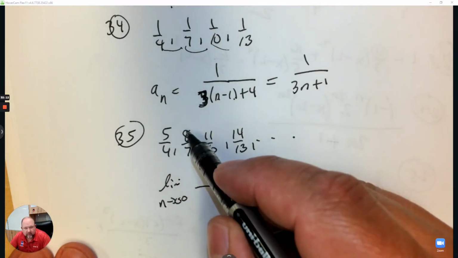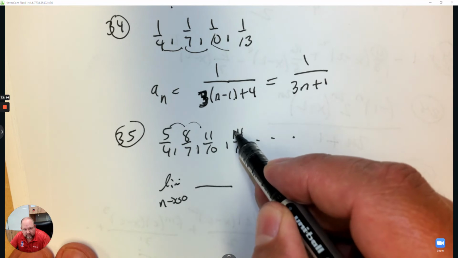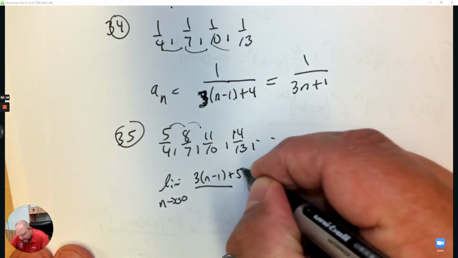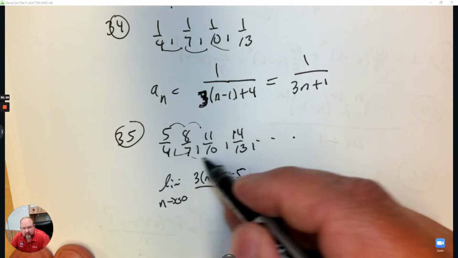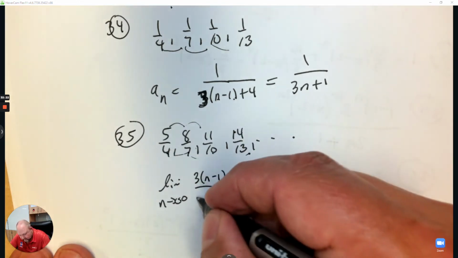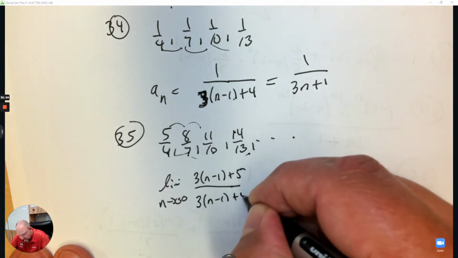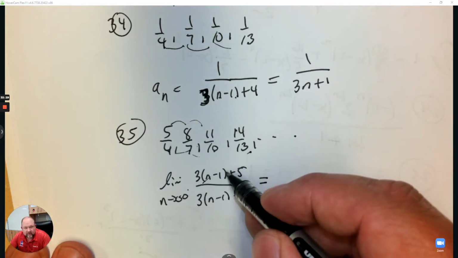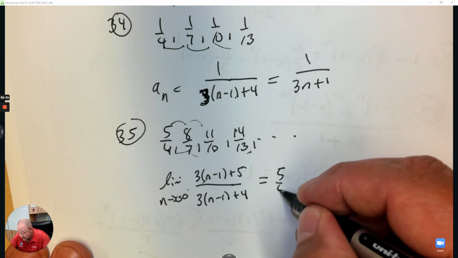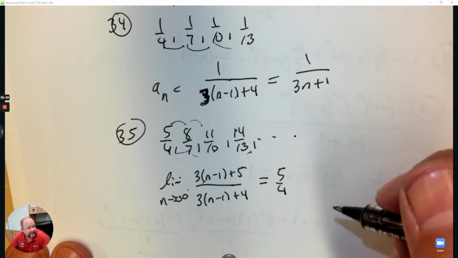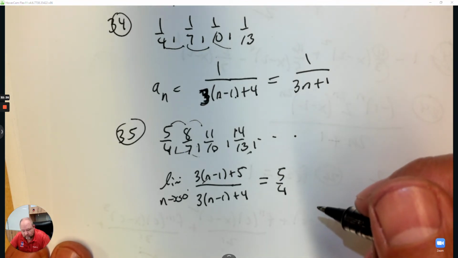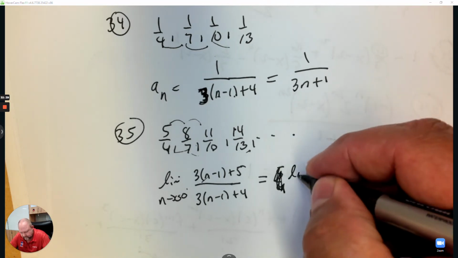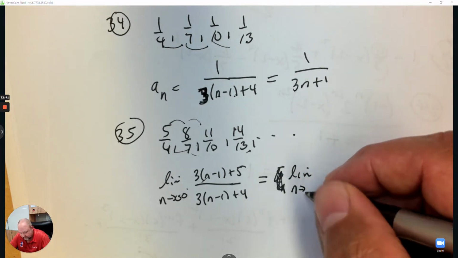Right, the numerator, it goes 3, 3, 3. So that's 3, n minus 1 plus 5. This is 3, 3, 3, n minus 1 plus 4. And then find it. So notice these just cross out. I mean, you get 5 over 4. It's pretty cool. It's done. Right? Did I do that right? No, can't do it that way. That was not nifty math.